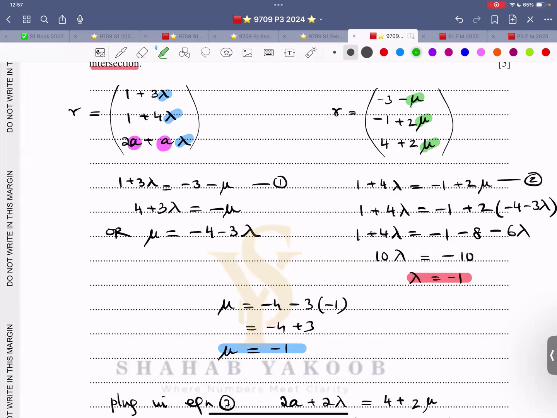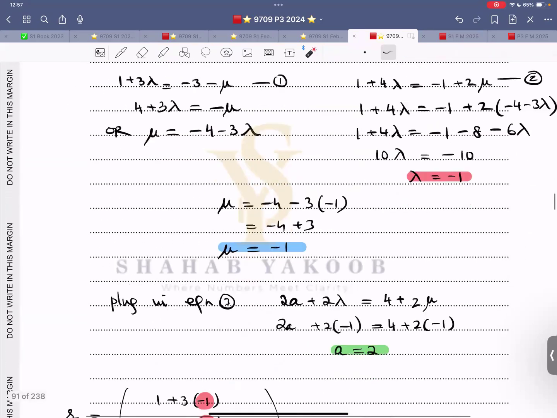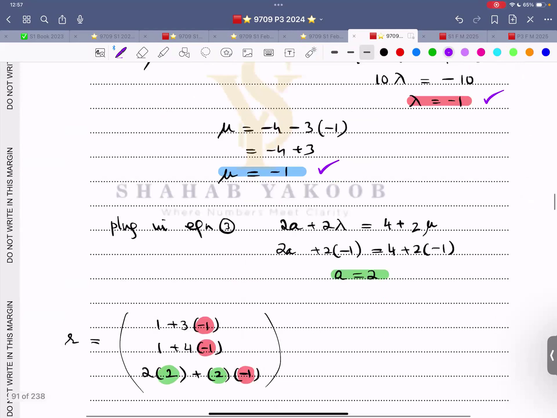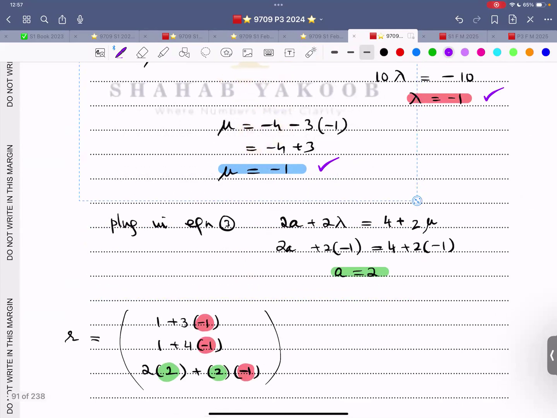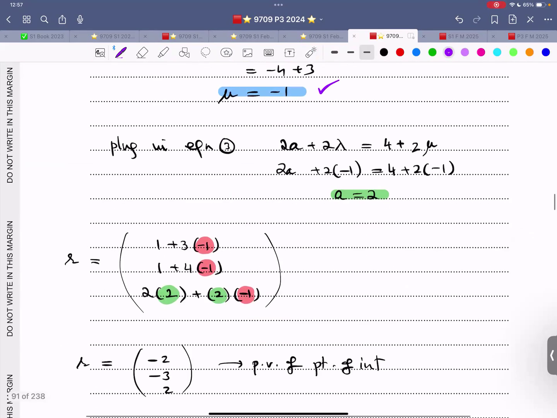Now, when 2 lines intersect, the x coordinate equals the x. That's one equation. The y coordinate equals the y. That is the second equation. You solve it simultaneously. You get the value of lambda is -1 and mu is -1. So let me focus on this. So therefore, lambda is -1, mu is -1. Check in the third equation if it satisfies all 3 equations.